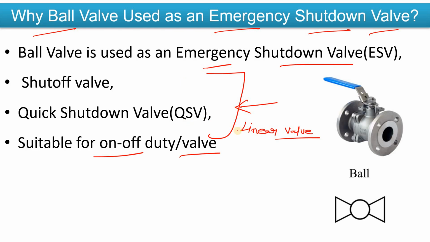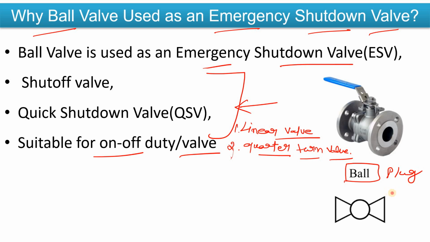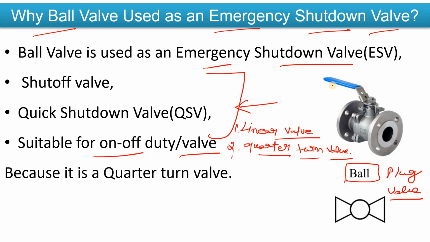Now the other type is the quarter turn valve, also known as the rotary valve. The examples of the quarter turn valve are, first, your ball valve, and second, your plug valve. Why are these valves quarter turn valves? The reason is that there is simply a handle.